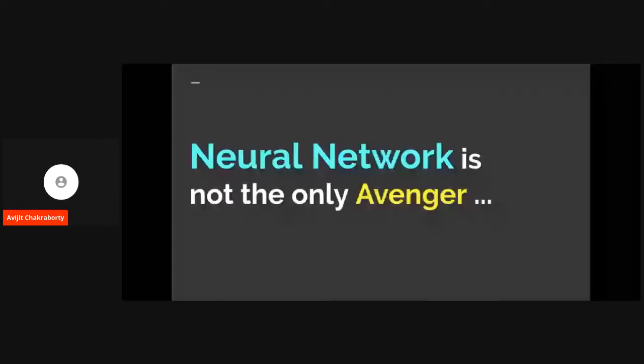Neural network is not the only one. That's the agenda for today. Neural network is not the only approach, and we have a lot of machine learning models to solve the problems that we want.